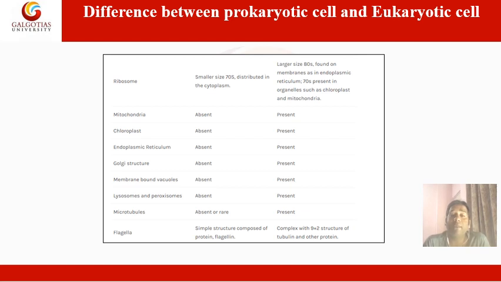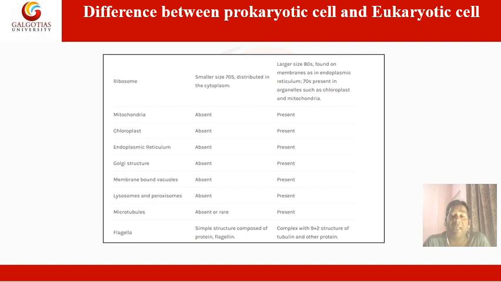So other cell organelles like mitochondria, chloroplast, endoplasmic reticulum, Golgi bodies, membrane-bound vacuoles, lysosome, peroxisome, and microtubules are totally absent in prokaryotic cells. However, these cell organelles are present in eukaryotic cells.